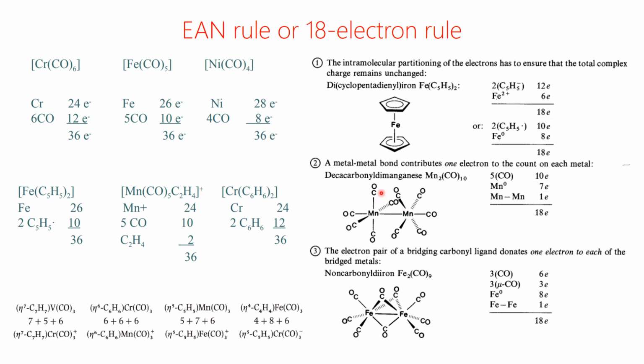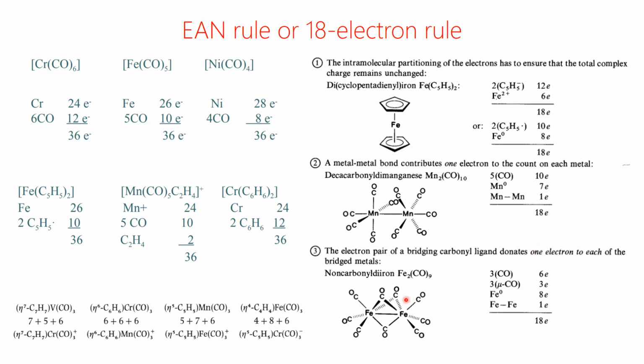Next, dimanganese decacarbonyl. The structure of this compound is like this. Here there are 5 CO per manganese, so just take one manganese. 5 CO, 10 electrons. Manganese in the zero oxidation state, 7 electrons, and 1 electron is shared by the manganese-manganese single bond. So there are a total of 18 electrons.